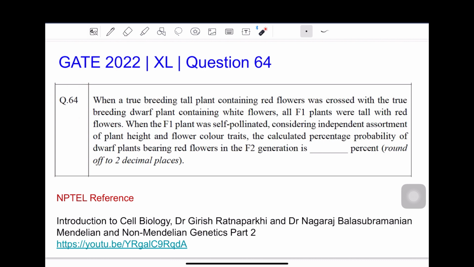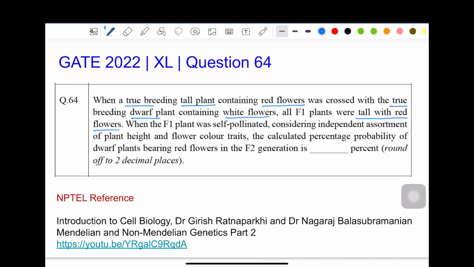Now let's see what the question states. When a true breeding tall plant containing red flowers was crossed with a true breeding dwarf plant, so I would underline these things here. Tall plant with red flowers and also true breeding. It was crossed with true breeding dwarf plant with white flowers. All F1 plants were tall with red flowers.